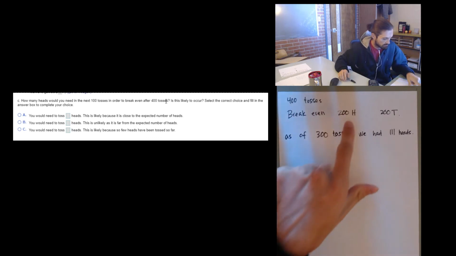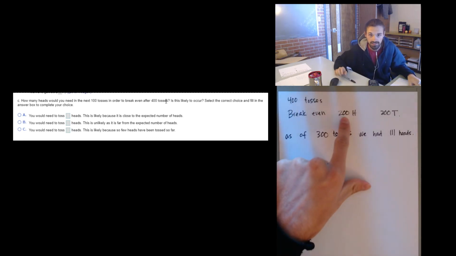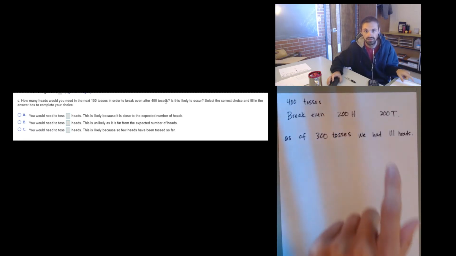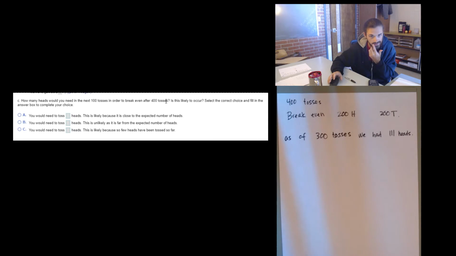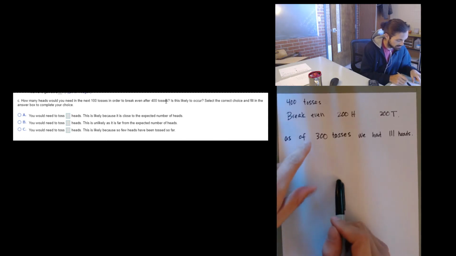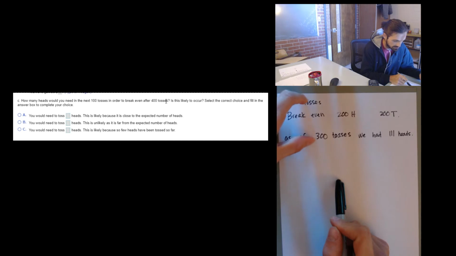So I'm going to focus on this 200 heads. To break even, I need to toss 200 heads. As of 300 tosses, I tossed 111 of those heads. So when this question says in the next 100 tosses, so between the 300 and the 400 tosses, there's my next 100.